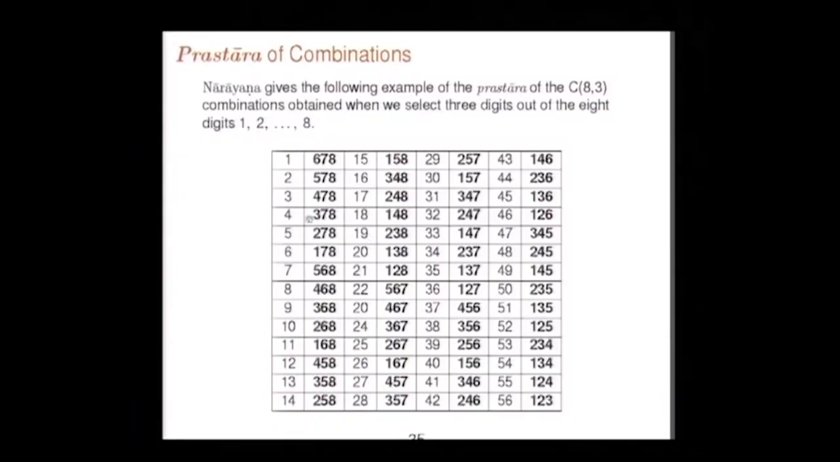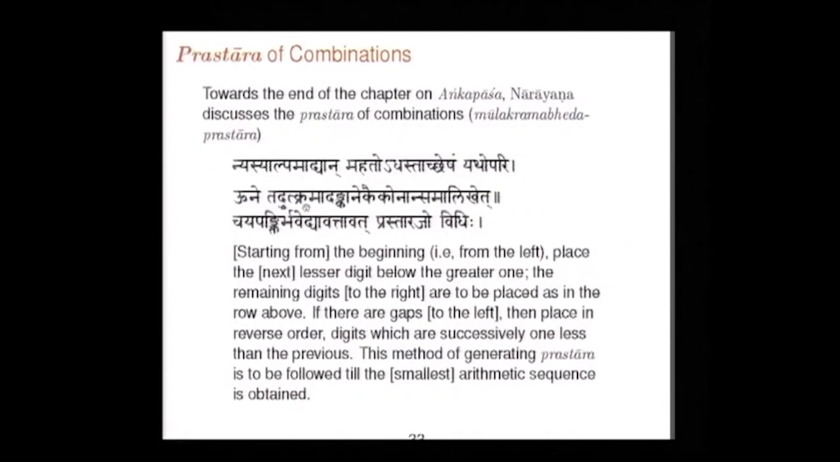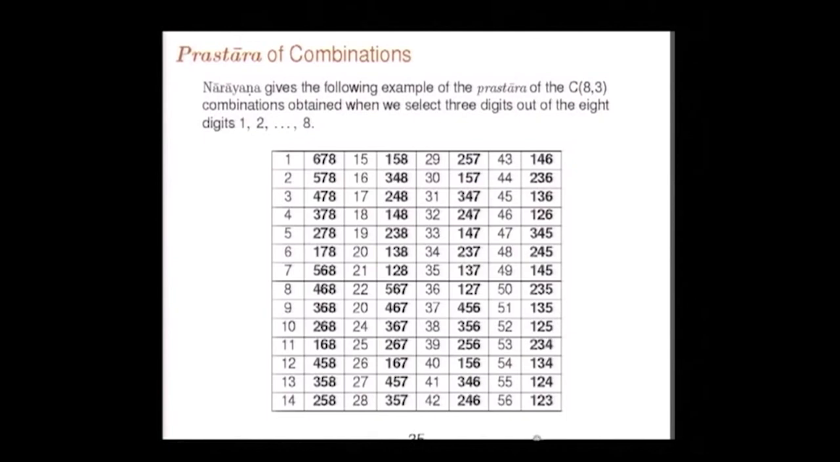So, the rule is written in a fairly slick fashion: nyasya alpam adhyan mahato adhastat shesham yathopari une tad utkramat ankan ekaikonan samalikhet chaya panktihi bhavet yavat tavat prastarajo vidhi. So the last row should become 1, 2, 3.